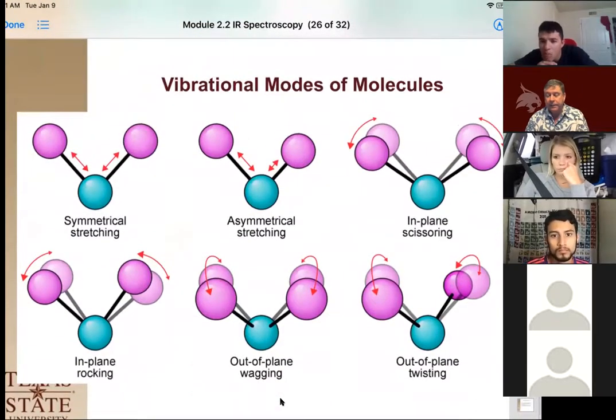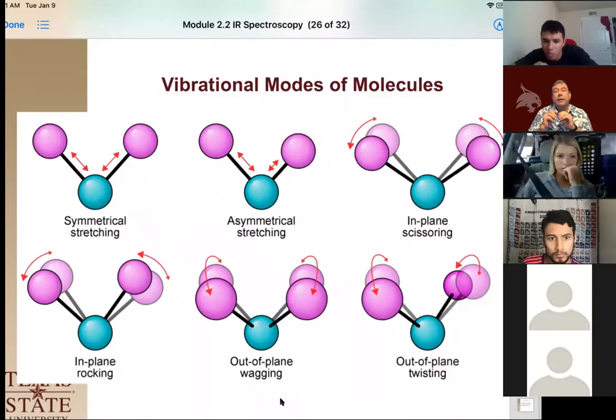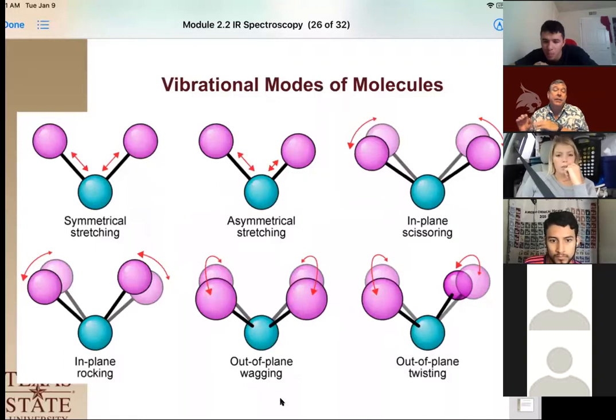The last thing I'm going to talk about today, and then we'll move on to the other one, is that when these bonds absorb that energy, they have different vibrational modes. What that means is that a bond can absorb energy, and the different types of vibrations it can do will absorb at different energies.